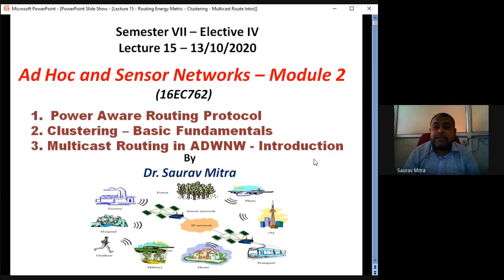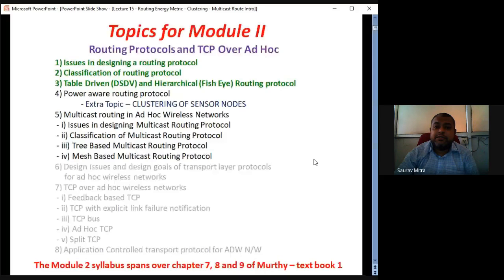And what are the main metrics? What are the main measurement parameters for that? That we will see. So a very important question is: explain the metrics of a power aware routing protocol. There are 5 metrics. All those metrics I have shown here. You have to explain them very clearly. So these are the topics.